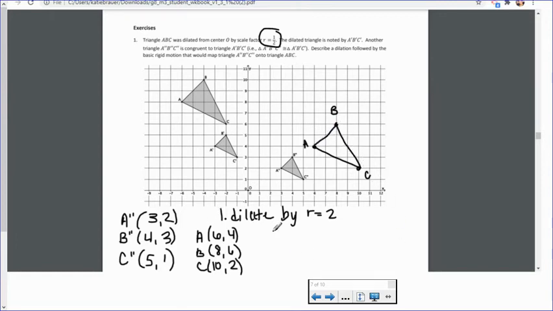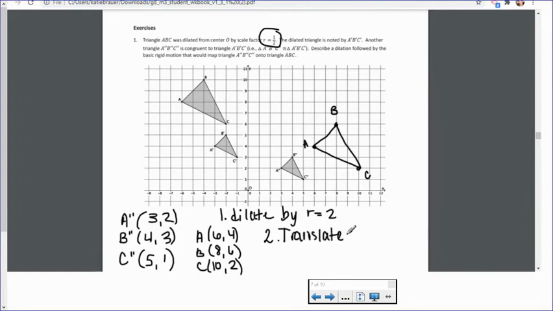So the first thing we did was we dilated by a scale factor of 2 to get it back to the right size, and now we need to figure out how to scoot it over to get it back to where the other one is. So I'm just going to pick one of my points. I'm going to pick point B. I know I have to go up 1, 2, 3, 4. So translate, that just means slide.